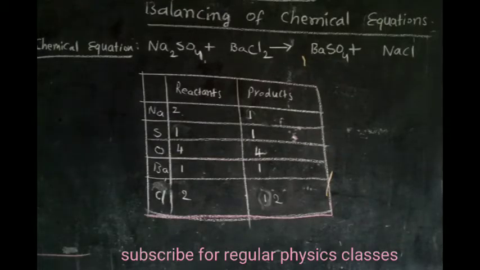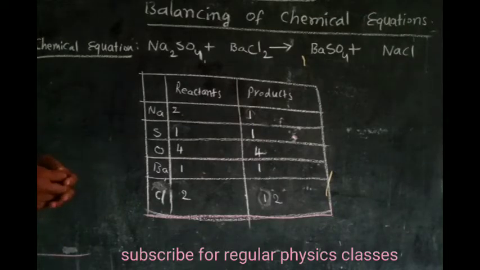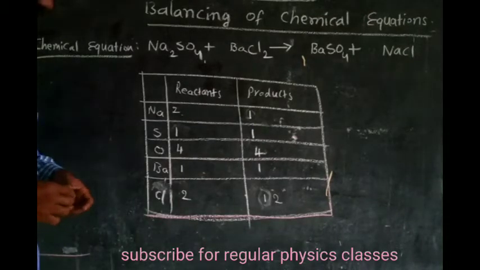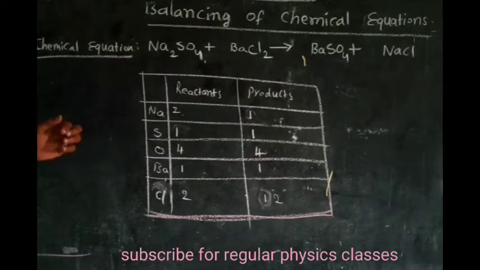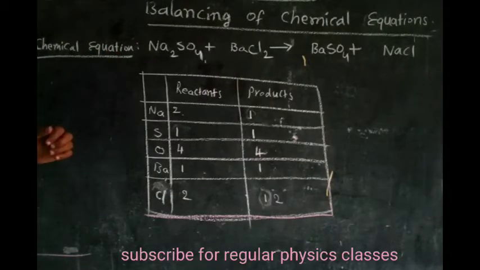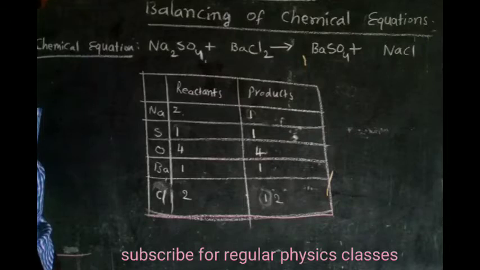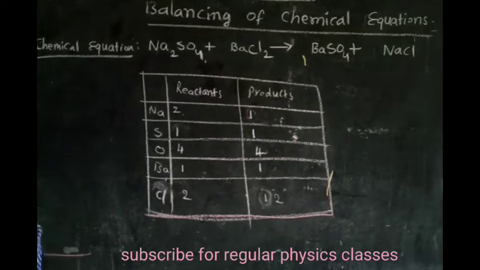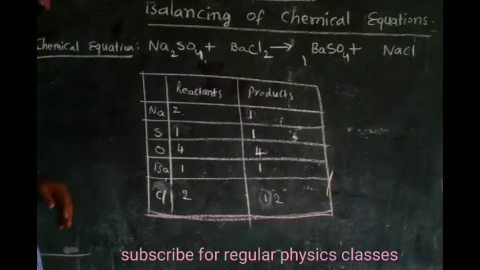Now let us see few examples for the balancing of chemical equations. Earlier we have discussed about why we have to balance the chemical equations, means what is the need of balancing the chemical equations. To follow the law of conservation of mass, we are balancing the chemical equations. Okay, now let us start the class with a simple example.